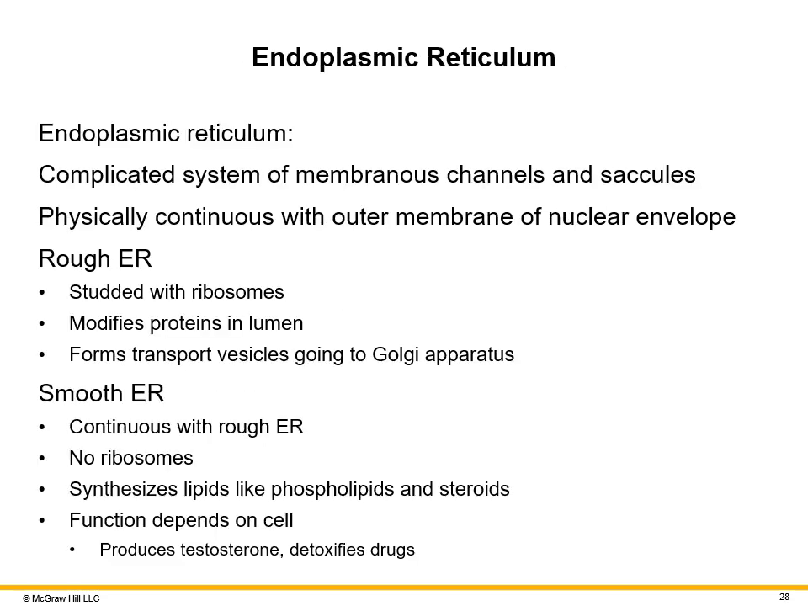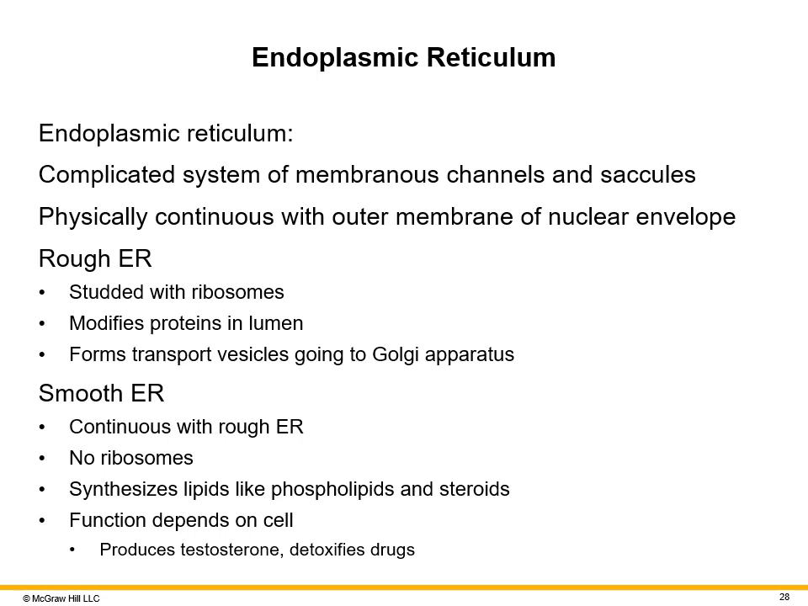The first component of the endomembrane system is the endoplasmic reticulum. The endoplasmic reticulum is a system of membranous channels and saccules, and they are physically continuous with the outer membrane of the nuclear envelope, which is part of the nucleus. So you're going to see the endoplasmic reticulum right next to the nucleus. The rough endoplasmic reticulum, also called the rough ER, is rough because it has ribosomes attached to it.